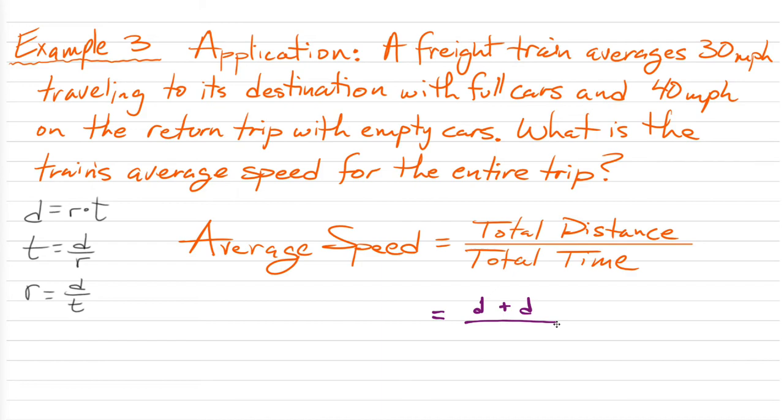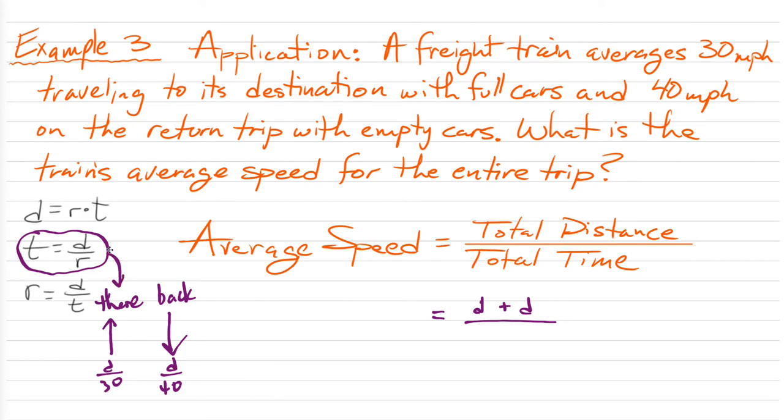Now we don't know time either, so, fun. We aren't given much info at all. But we know time can be figured out by taking the distance divided by the rate. So if we add up the time there, the time going there would be the distance you went divided by 30. And then the time going back would be the same distance divided by 40.